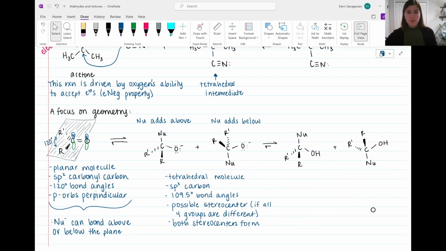So a couple things to remember, that we start with a planar molecule. When the nucleophile adds, we form a tetrahedral molecule where both stereocenters would form. If we do have four different groups, you would have both stereocenters in the product.